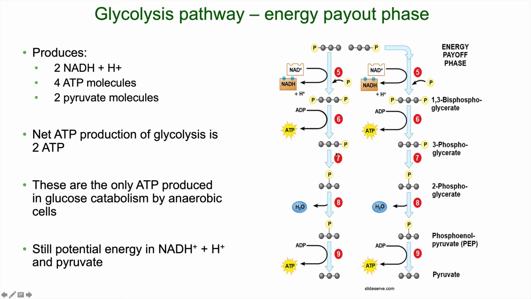I'm going to then isomerize the molecule, move things around. I'm going to then kick off water, dehydrate it, and then I'm going to use the second phosphate to phosphorylate another ADP to make 2 more ATPs. I'm left with my 3-carbon pyruvate, and now here's my 2 ATP that are profit. So I invested 2, I got 4 back. That makes a net of 2 ATP.